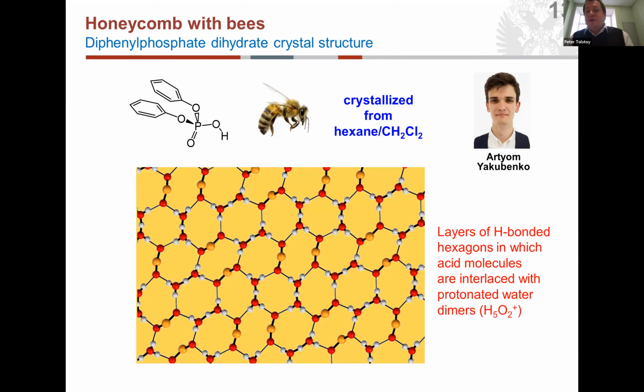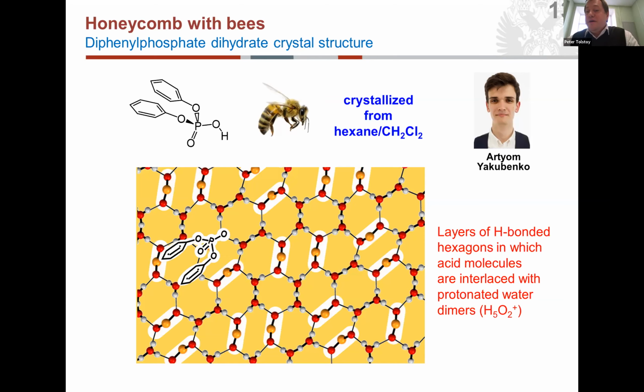So the crystal looks like layers of hydrogen bonded hexagons in which acid molecules, and let me highlight one of the acid molecules, are interlaced with protonated water dimers. Now, in this acid molecule highlighted in white, I have removed the phenyl substituents just for the visual clarity, but if I would add them, it would look indeed like a bee in a honeycomb. So in this case, there are many more bees than in the actual photo, but the structure is somewhat similar nonetheless.